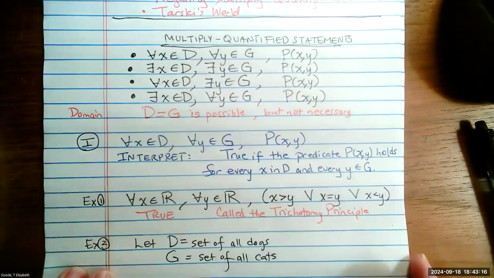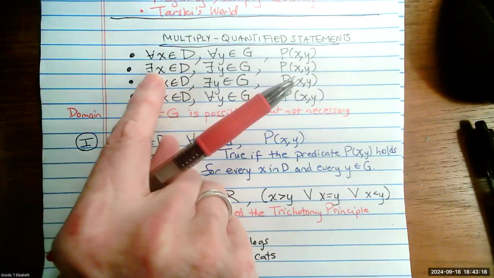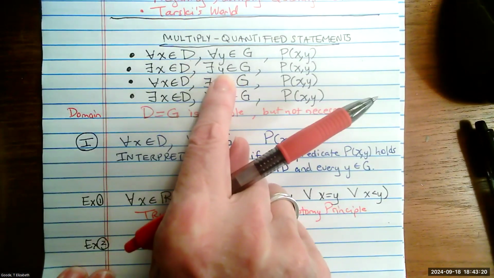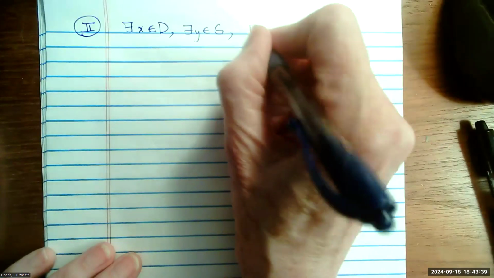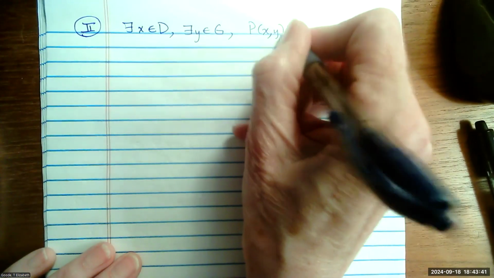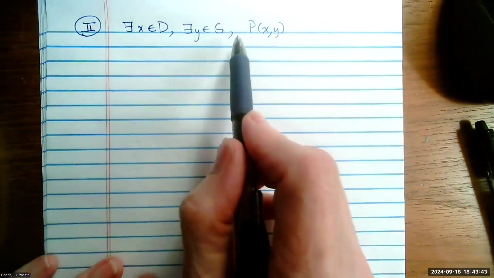Super easy, super intuitive. And now let's move on to the there exists type of statement. Also, it's going to be very intuitive, super easy to understand because our usage is just like ordinary English. We like it when that happens. So here's the form for there exists an X in D and there exists a Y in G such that P of X, Y.